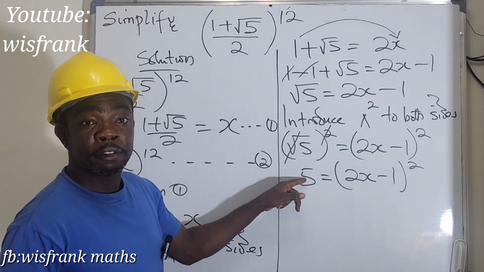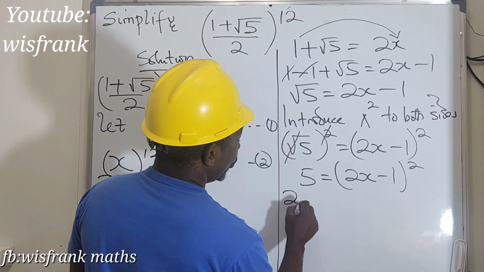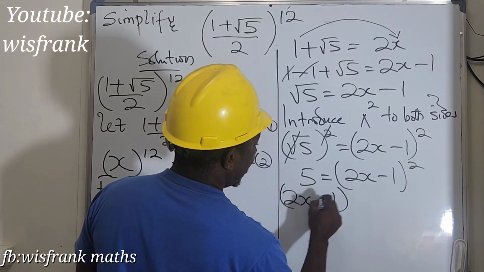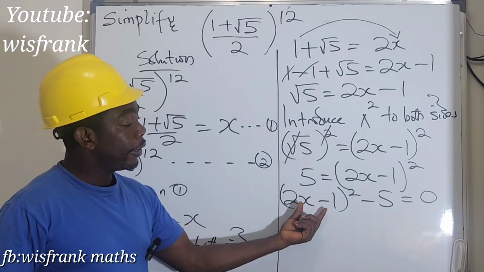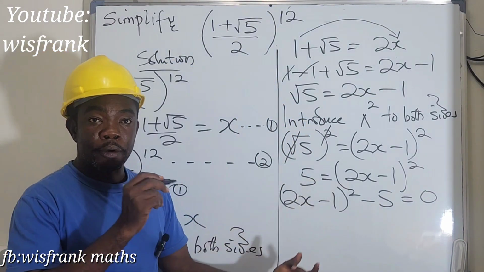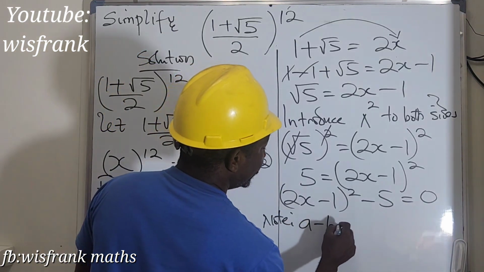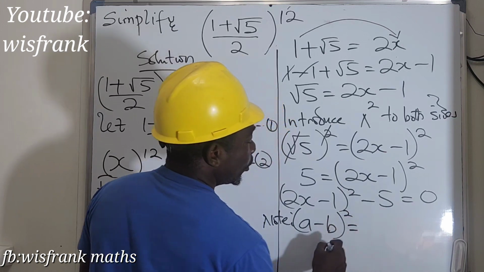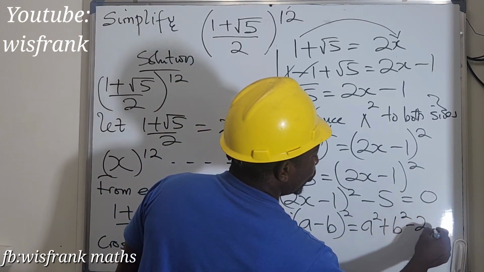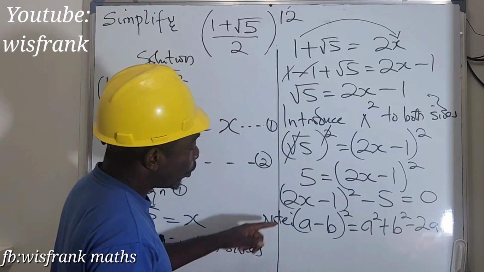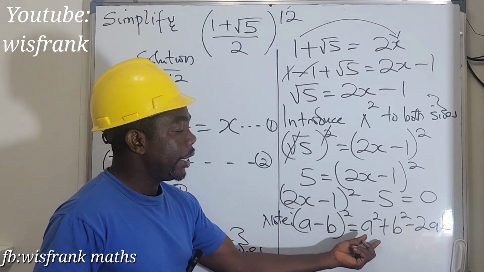We can transpose 5 to the other side. It becomes minus 5. So it will become (2x minus 1) all to the power of 2 minus 5 equals 0. We have this parenthesis to the power of 2, and we can recall that when we have something like this, (a minus b) all to the power of 2 equals a squared plus b squared minus 2ab. So we are going to express (2x minus 1) to the power of 2 in this format.